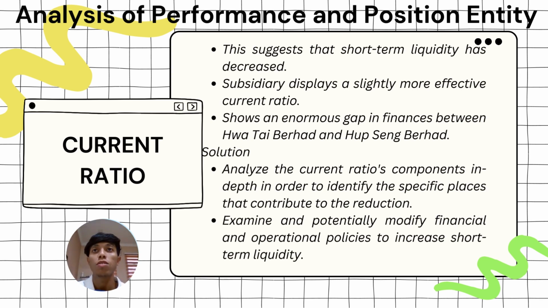So the solution for the current ratio is to analyze the current ratio components in depth in order to identify the specific places that contribute to the reduction. Second, examine potentially modified financial and operational policies to increase short-term liquidity.